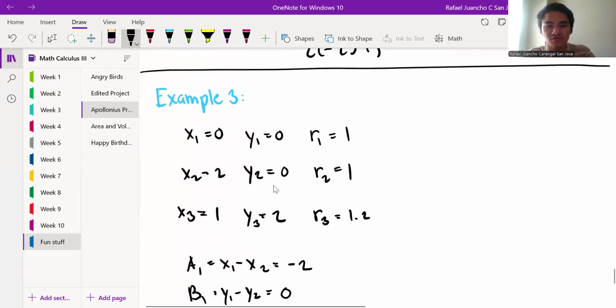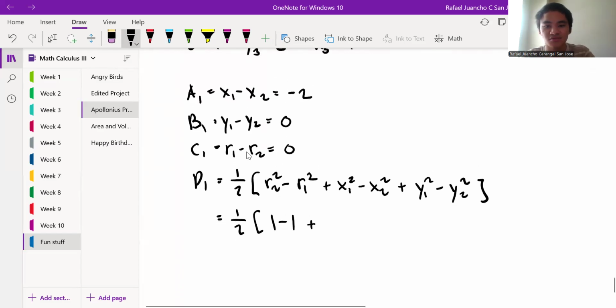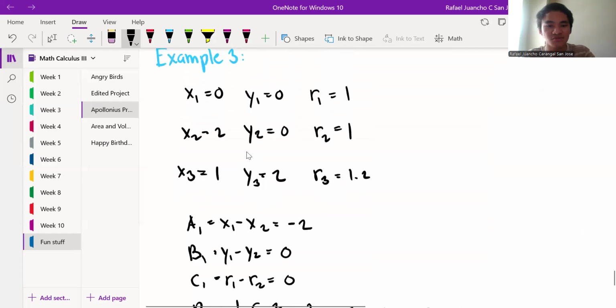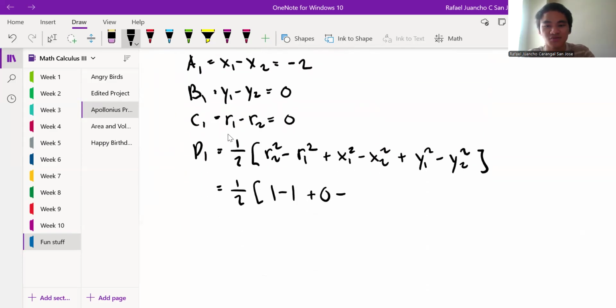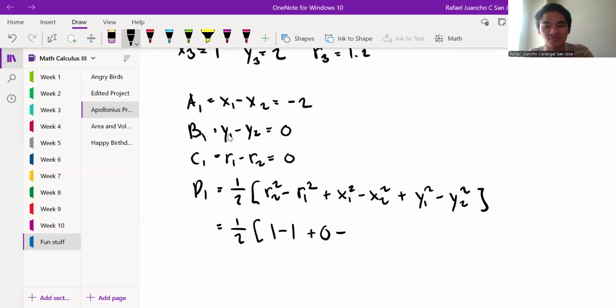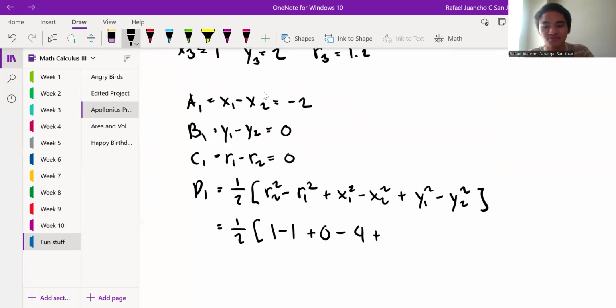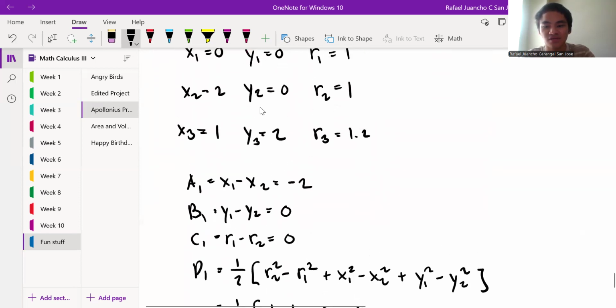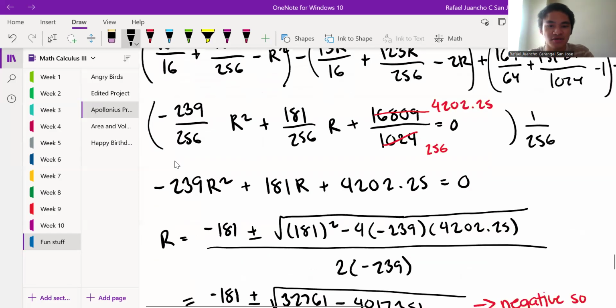R sub 2 squared, so that's 1 minus 1 plus x1 squared minus x2 squared. X1 squared is 0 minus x2 squared, that's 4. Y1 squared, that's 0. Y2 squared, that's 0. Oh, look at that. I got negative 4 over 2. So I got negative 2. Nice. Okay, done. Next.